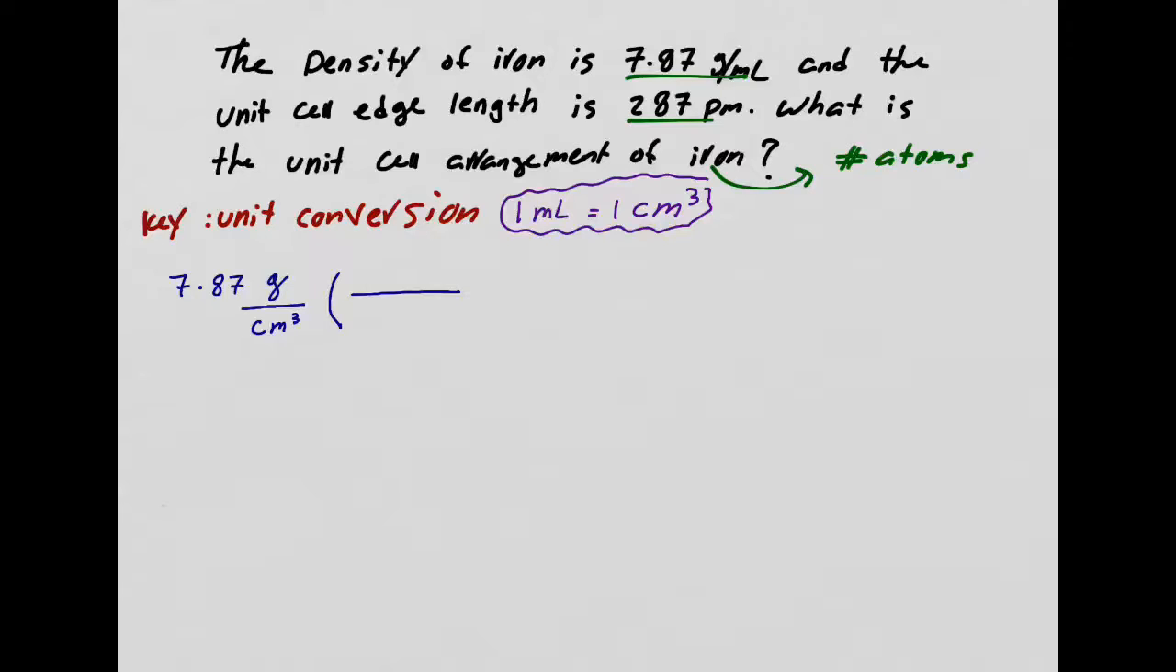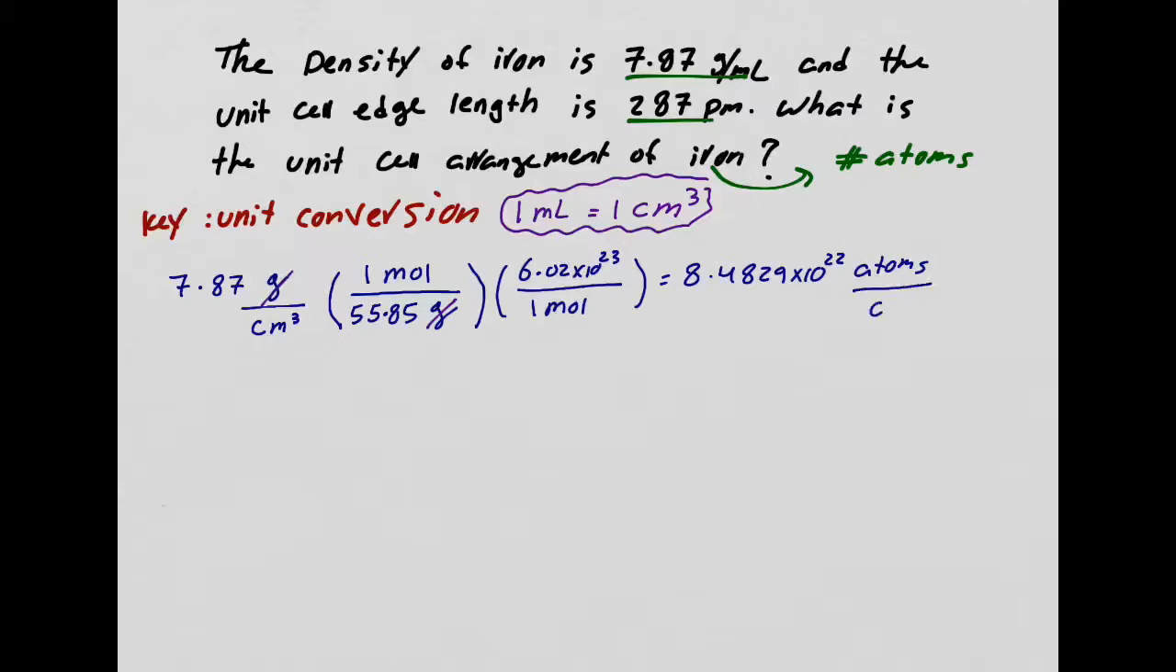If I have gram, can I go to atoms? Yes. Remember your Chem 1A, because I can go gram to moles and moles to atoms. So 1 mole of iron, if you look at the molecular weight, is 55.85. That's great. So now what I can do, I can cancel out the gram, because gram to moles, I use molecular weight, you know that. Now, how do I go from mole to atom? Avogadro's number. 1 mole is 6.02 times 10 to the 23rd. So far, so good. If I do this, I get 8.4829 times 10 to the 22nd atoms per centimeter cube.